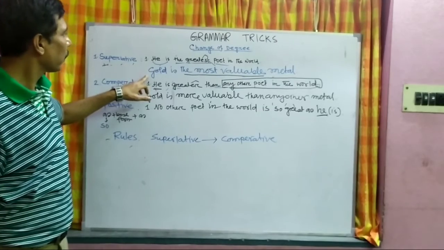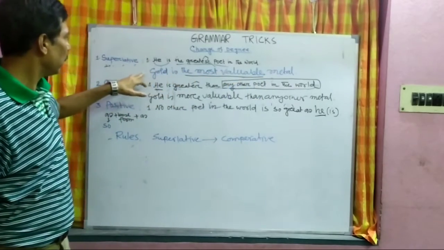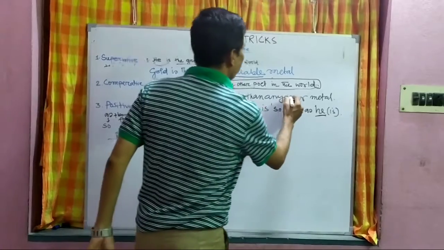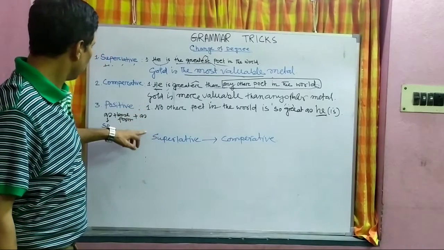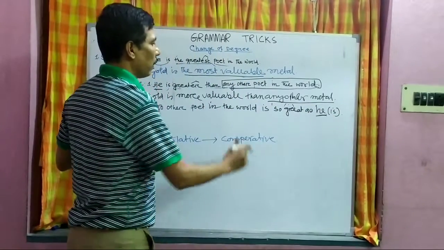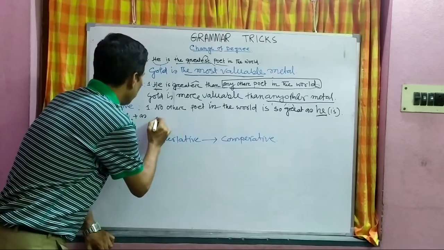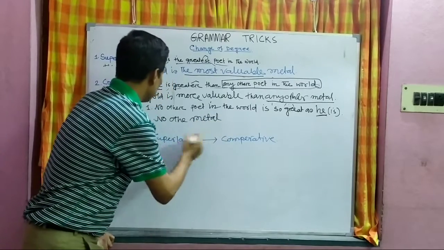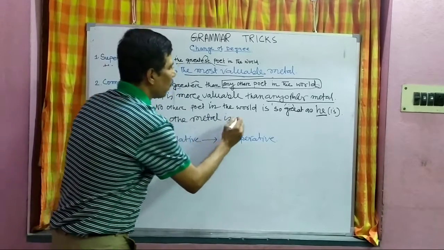Now we look at the second example. Gold is the most valuable metal. When I turn this into comparative form: gold is more valuable than any other metal. Now, if I turn it into positive form, what should it be? We should think about "any other metal." Take this portion and in the place of "any," you must write "no." Next, other metal. Here again a singular verb: no other metal is.